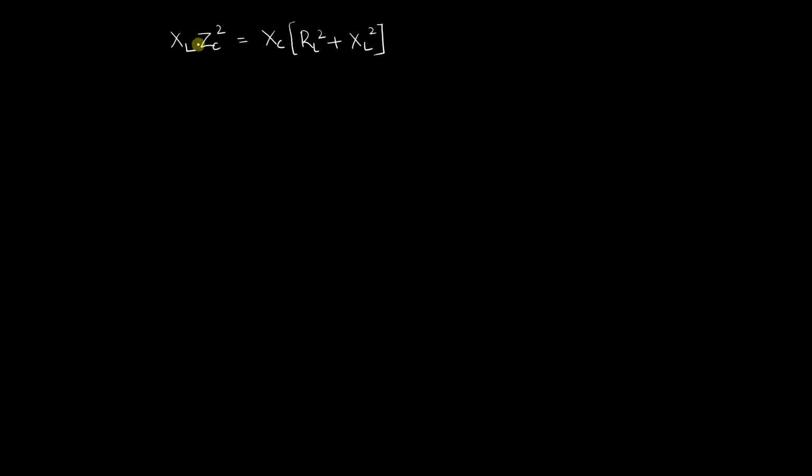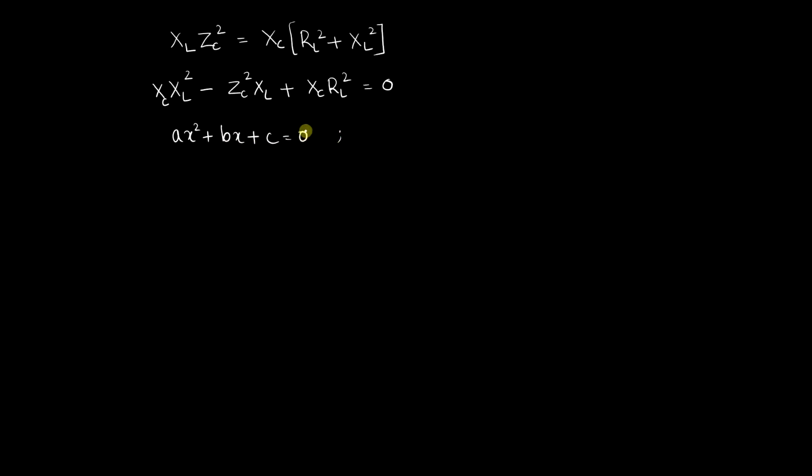Let me represent this in the form of a quadratic equation. That is because I want to compute the value of the inductor. So I can rearrange this and write this as XL square XC minus ZC square XL plus XC RL square to be equal to 0. So this equation now represents the form AX square plus BX plus C to be equal to 0.